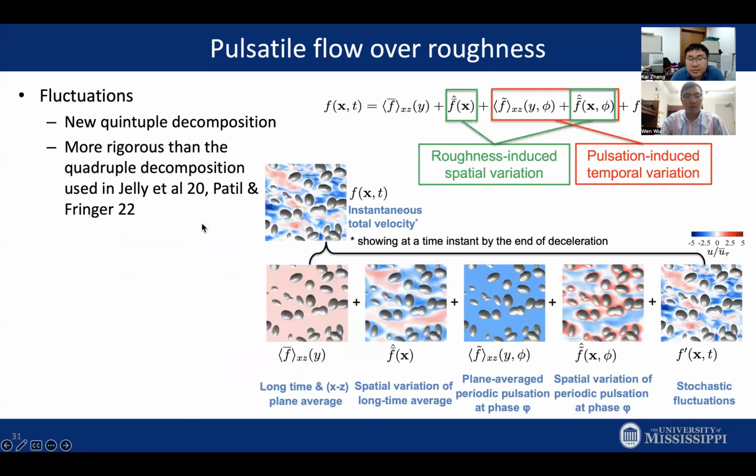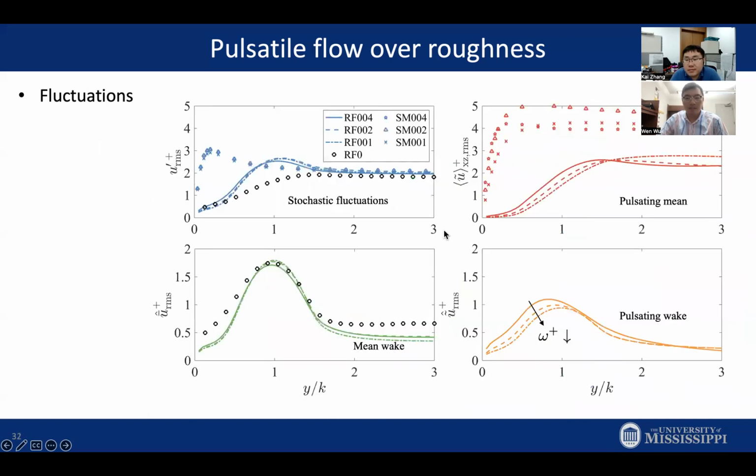It is slightly better than what people have used, which is not based on a rigorous math. So basically, you decompose this instantaneous total velocity into a long time average, the spatial variation of the long time average, and then the phase variation because of this temporal variation, and then the local spatial variation of the periodic motion and the stochastic one. So we're trying to decompose it in that way.